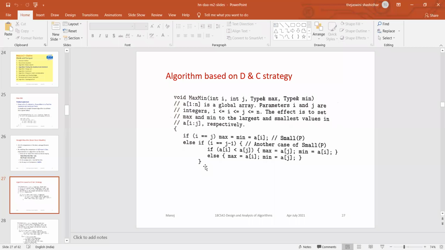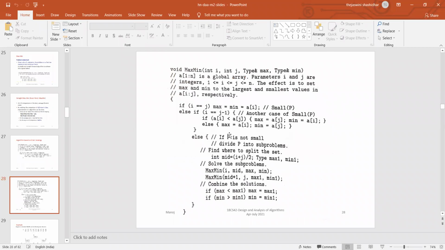Okay. So if it is only one element, I double equals J. If it is two elements, I double equals J minus 1. If there are so many elements, what is the case? That comes next. This is the main strategy you are going to have.